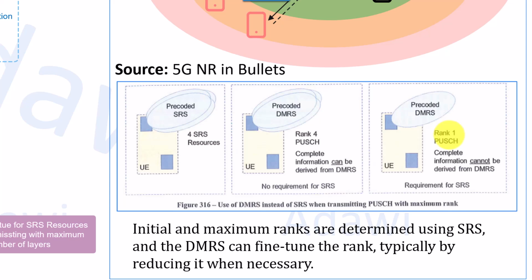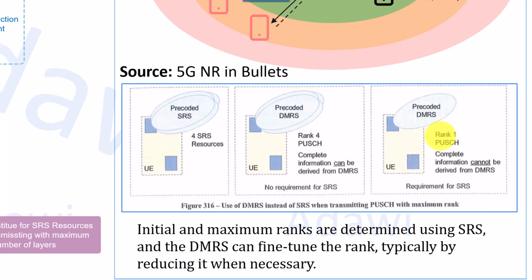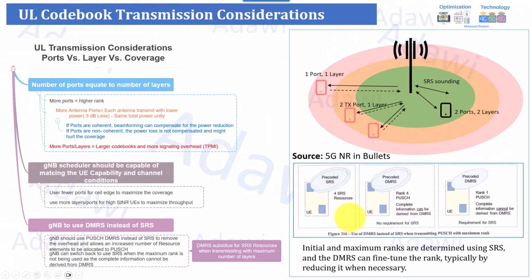As a high-level summary for this part, the maximum rank is defined based on SRS. Rank tuning can be done based on DMRS or SRS. And when I say rank tuning, I mean rank reduction from the maximum to lower numbers. But the maximum is always based on the SRS. So this is the main consideration for the uplink codebook.